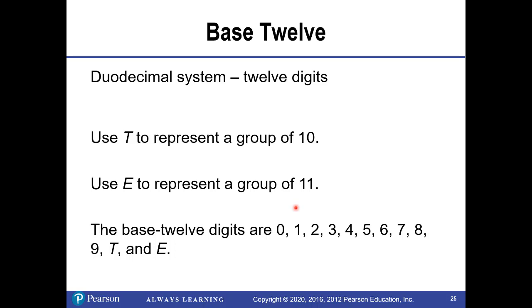I wish they used A and B instead, but your textbook I don't think goes through base 16, so that's fine. So if you see this in your book, and I don't think I assigned anything from base 12, if you see T, that means that it's a group of 10. If you see E, capital E, that means it's a group of 11.